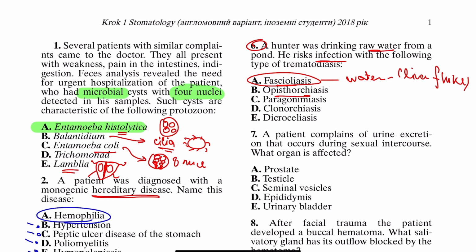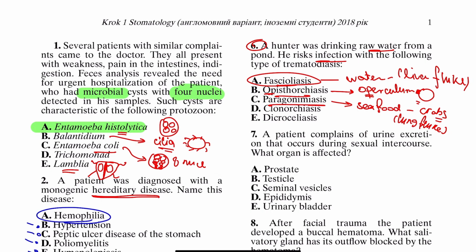Opisthorchiasis, it will have, I think, an operculum. It has a structure like this. They will mention the operculum in the question. Opisthorchiasis, operculum. Paragonimiasis is the helminth that a person can get from seafood, okay, seafood or crabs, eating crayfish. This is called lung fluke as well.